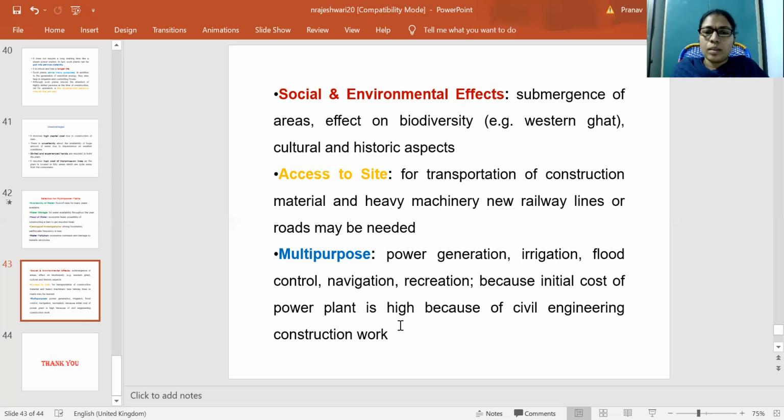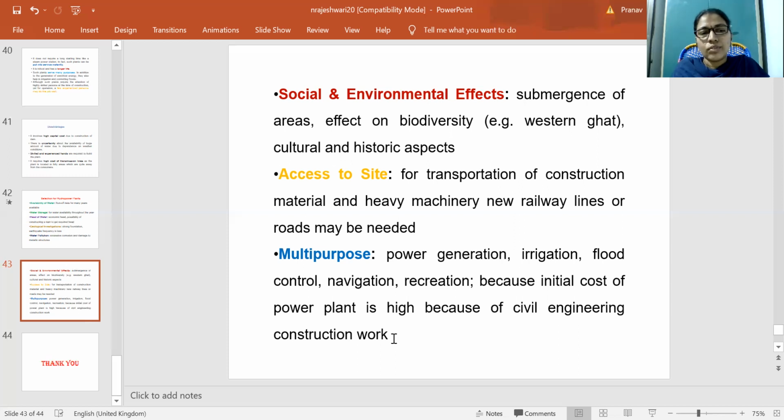So this is all about today's class. In this class, we discussed the nuclear power plant, how the nuclear power plant converts nuclear energy into electrical energy, and also hydroelectric power plant advantages, disadvantages, and introduction to the hydropower plant, and also selection of hydroelectric power plants.